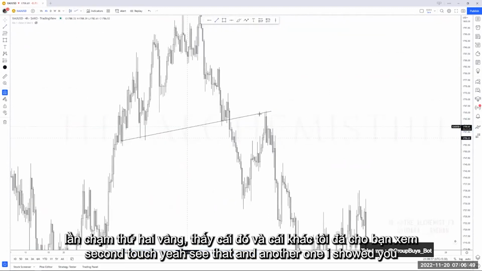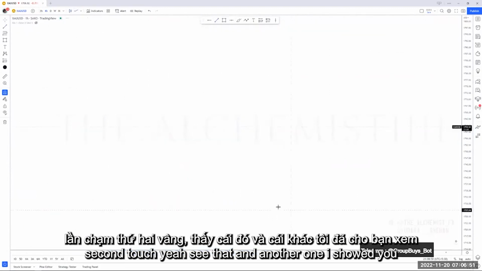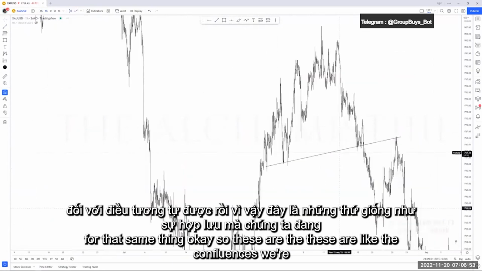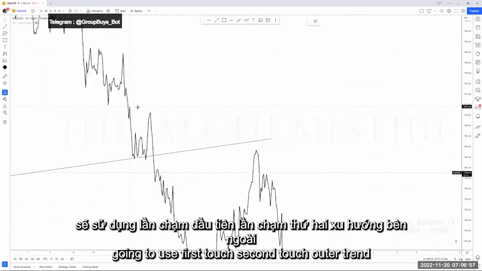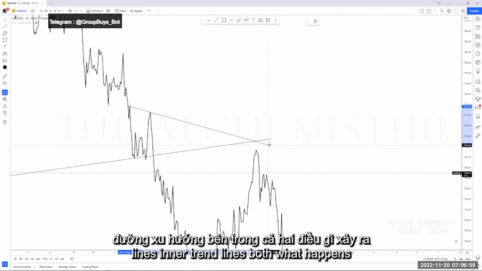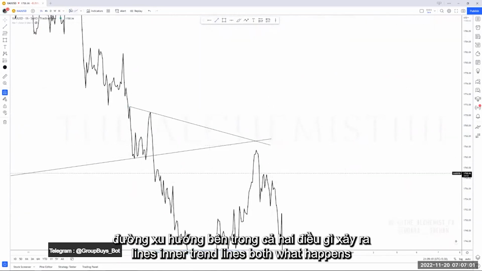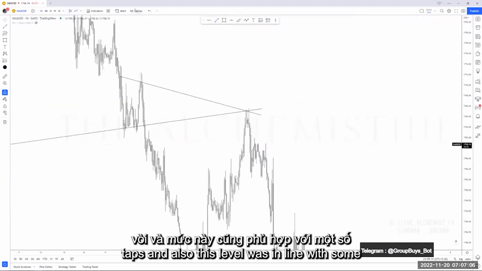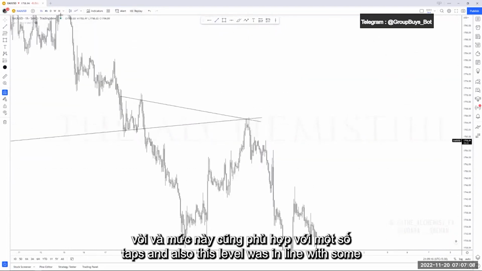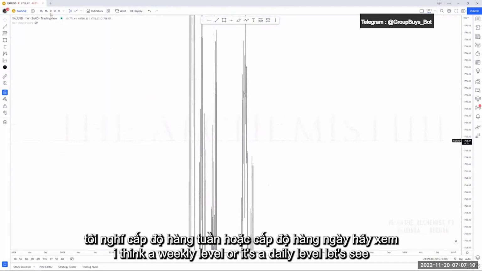Yeah. See that? And another one I showed you for that same thing. Okay, so these are the confluences we're going to use: first touch, second touch, outer trend lines, inner trend lines, both. What happens? Taps. And also, this level was in line with, I think, a weekly level or a daily level. Let's see.